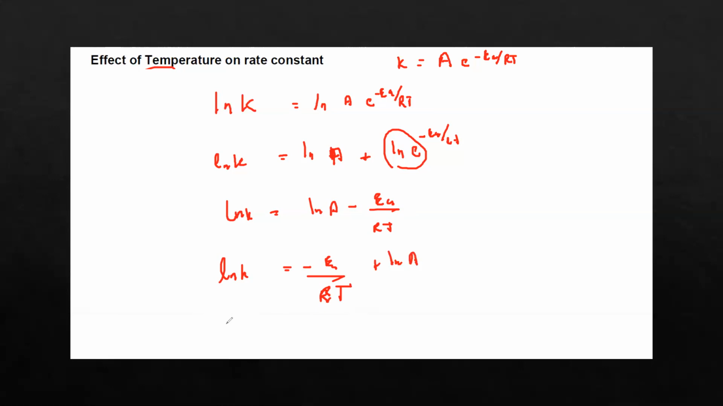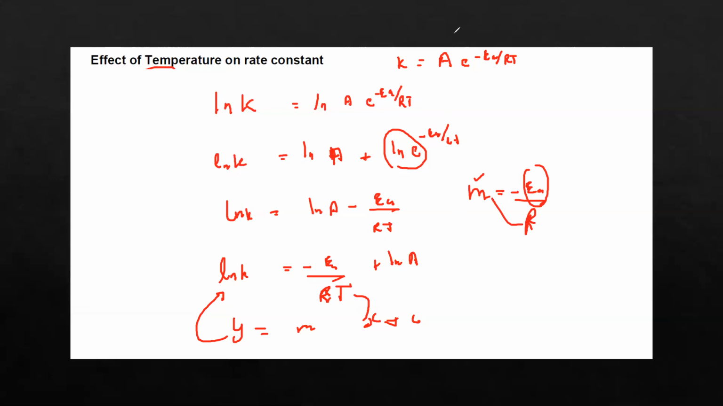Then if I compare with the equation of a straight line, y equals mx plus c, on the y-axis, if I plot ln k, and on the x-axis, I plot 1 over T, what will be my gradient? My gradient will be minus EA over R. So this gradient we can find from the graph. R is the general gas constant. Using that value, multiply, you can get the activation energy for any chemical reaction.